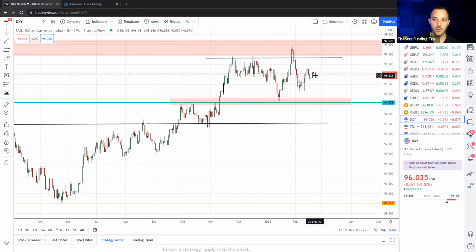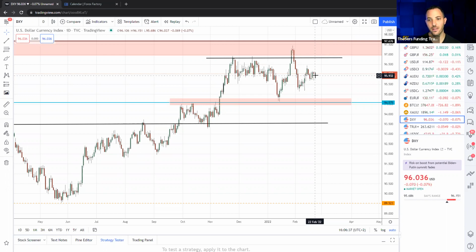Now, of course, we have what's happening in Eastern Europe and Russia, and when you see bellic conflicts and wars and stuff like that, you see a lot of money flowing into the US dollar, which is perceived as a safe asset.